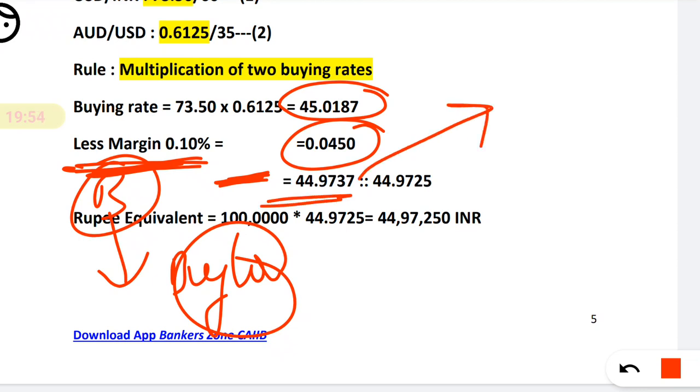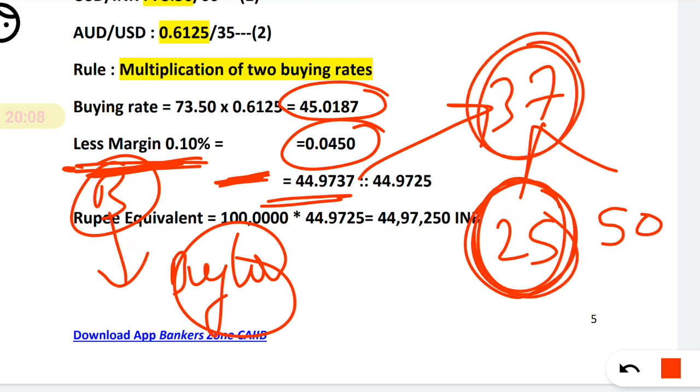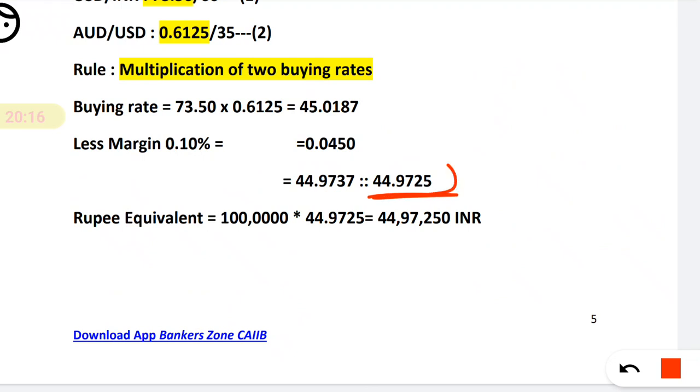Next, you have to do the rounding off. The third and fourth digits are 37. It lies between 25 and 50. Which value is nearer to 37? Here 25 is nearer to 37. So 37 should be replaced by 25. Here we have replaced 37 by 25. So this is our final rate after rounding off.